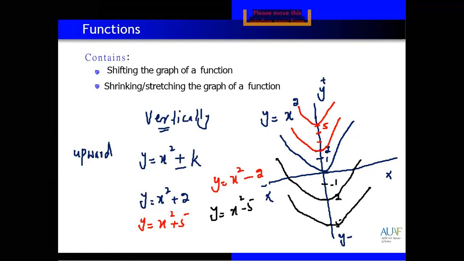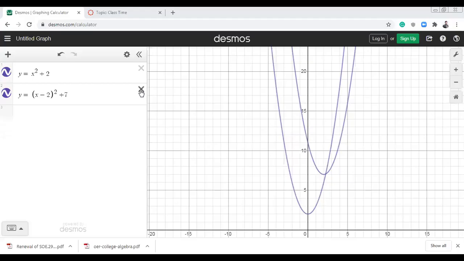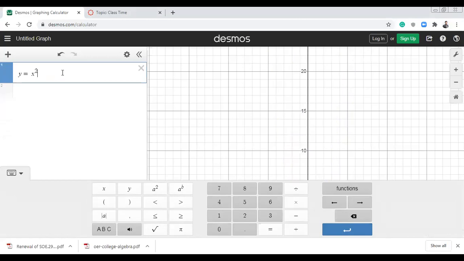Clear? Okay, let me share the graph calculator. So how we can shift, let me share the screen. Okay, can you see my screen? Yes, sir, you can see it.